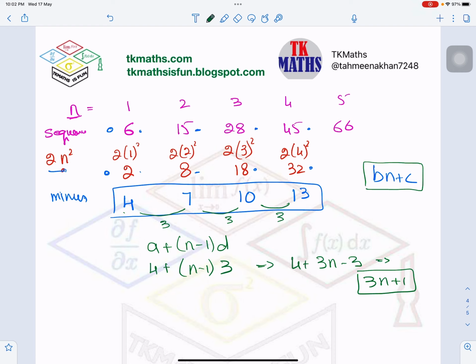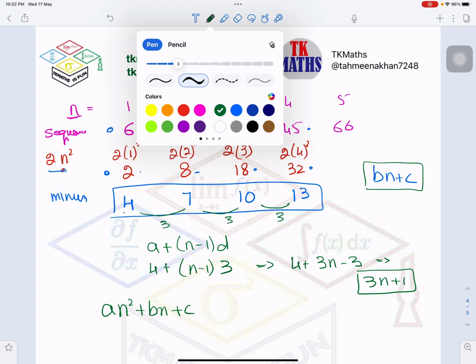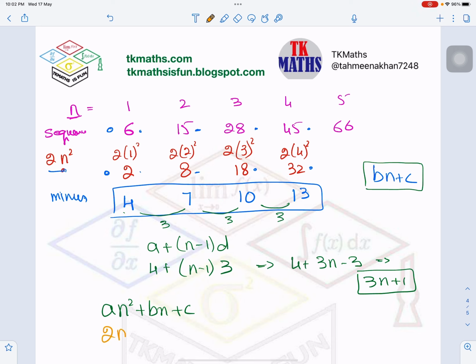So now I will combine it. So my general term was an square plus bn plus c, right? So now it is 2n square plus 3n plus 1. So this is how you get your quadratic sequence nth term.